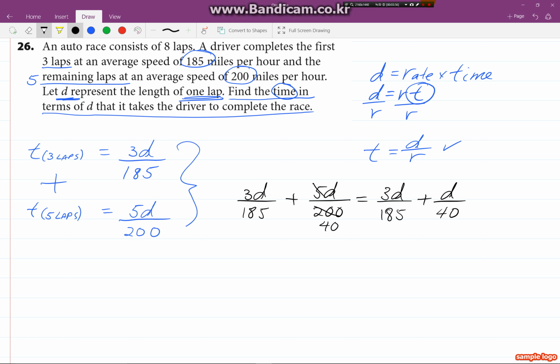Okay, now we look for the LCD. What's the LCD? For the numbers, you have to factor these out. 185, anything that ends with 5 can be divided by 5. So I'm going to write this as 5 times, and this works out to 37. And then 40 is 5 times 8.